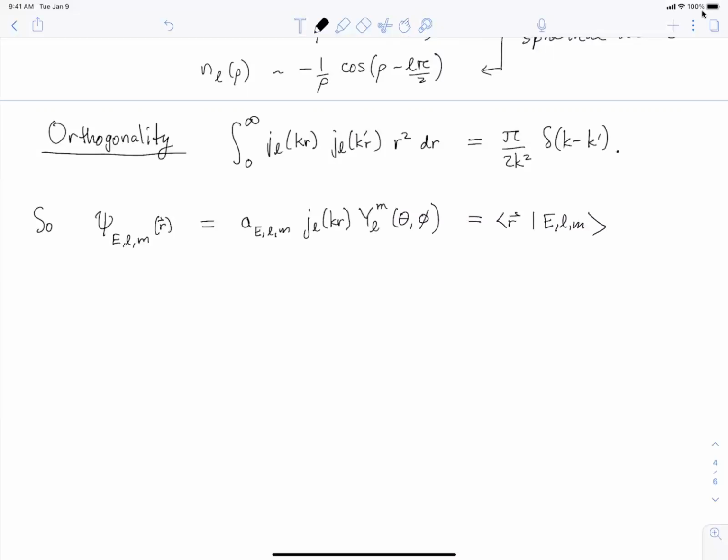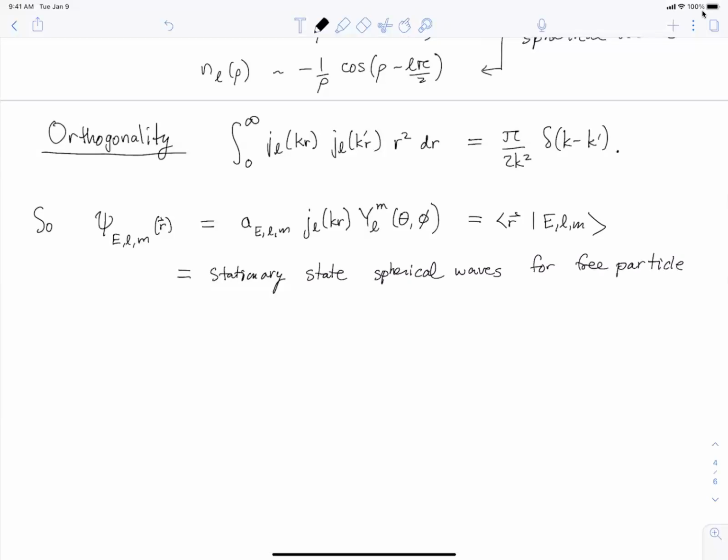Okay, so the interpretation of these things is these are stationary state, meaning they have well-defined energy, spherical waves for free particles, to be contrasted with the plane wave solutions for free particles that we mentioned earlier.